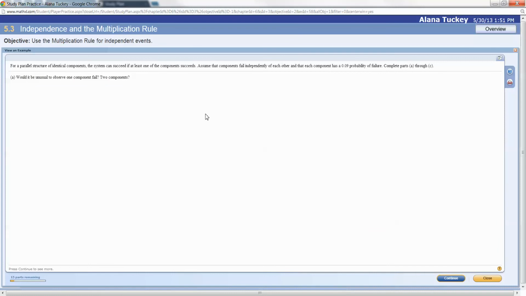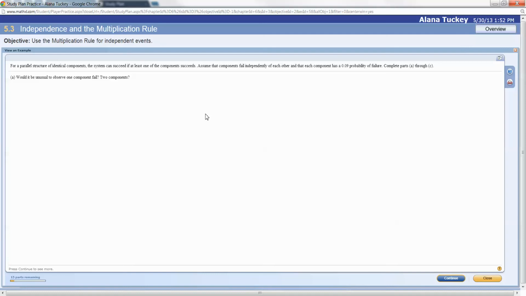For a parallel structure of identical components, and that's code for, to be honest with you, electrical stuff a lot of the times, or mechanical parts inside like a computer, switches, that kind of thing. The system can succeed if at least one of the components succeeds. Think of it like your Christmas tree lights. You ever have those lights where it's okay if one light goes out, the lights still run? So if at least one of the lights still succeeds, then something gets lit up. That's sort of what this is.